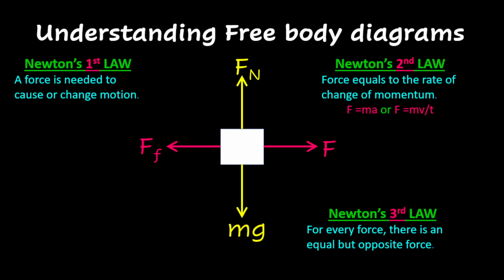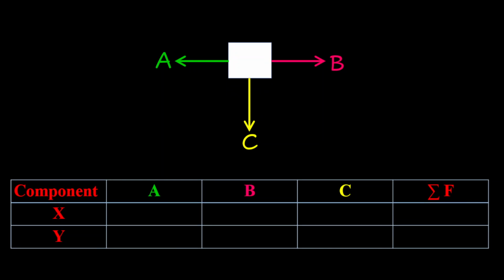Now let's put this into perspective. Let's say we have three forces, A, B, and C, and what we're going to do here is interpret these forces in terms of X and Y components and also the net force in these components. So for force A acting towards the left, the X component must be negative. There will be no Y component since it is not at an angle. For force B acting towards the right, the X component must be positive.